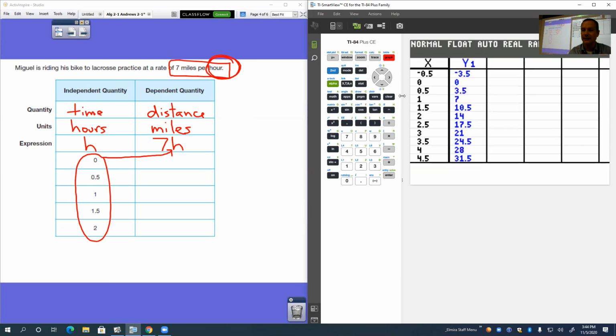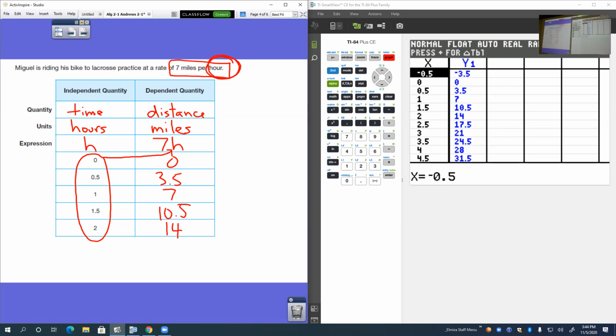And then hit second and table. We still left it as counting by 0.5s, but if we wanted to change it back to counting by ones, we'd have to hit the plus sign again. So there's my data. 0 is 0. 0.5 is 3.5. You go 3.5 miles in a half an hour. 7 miles in 1 hour. 10.5 in 1.5 hours. And 14 miles in 2 hours.